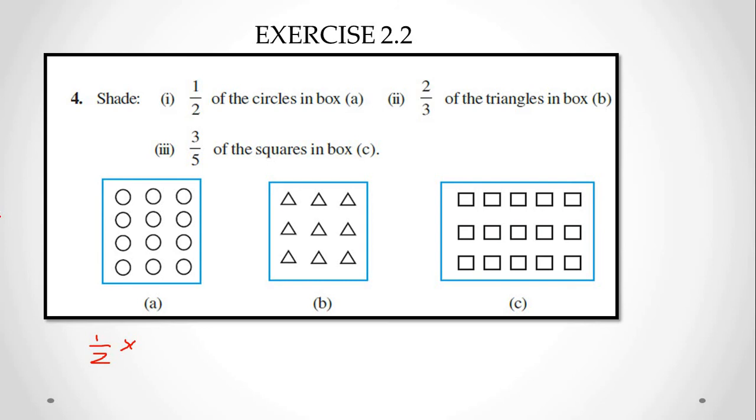So how many circles are there? You count 3 in each row. So you count the number of rows: 1, 2, 3, 4. So 4 into 3 is 12. So total 12 are there. 2 ones are 1 and 2 sixes are 12. So your answer is 6. Total how many circles you have to shade? Total 6. Here I am doing it on the computer, so it will take some time. You have to do it systematically in your copy while solving this answer.